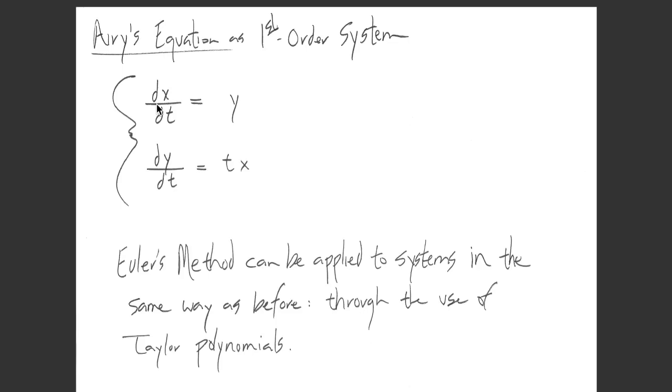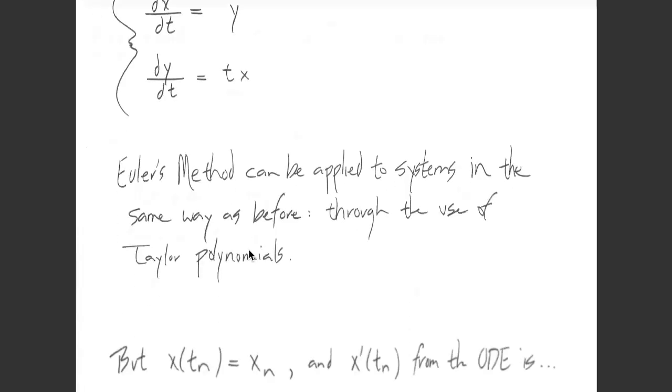So what do we do with this? Well, once we have a first order system here, we can apply Euler's method in pretty much the same way as before. We're going to use Taylor polynomials for the unknown functions x and y and go through that process of projecting the solution forward from current values.